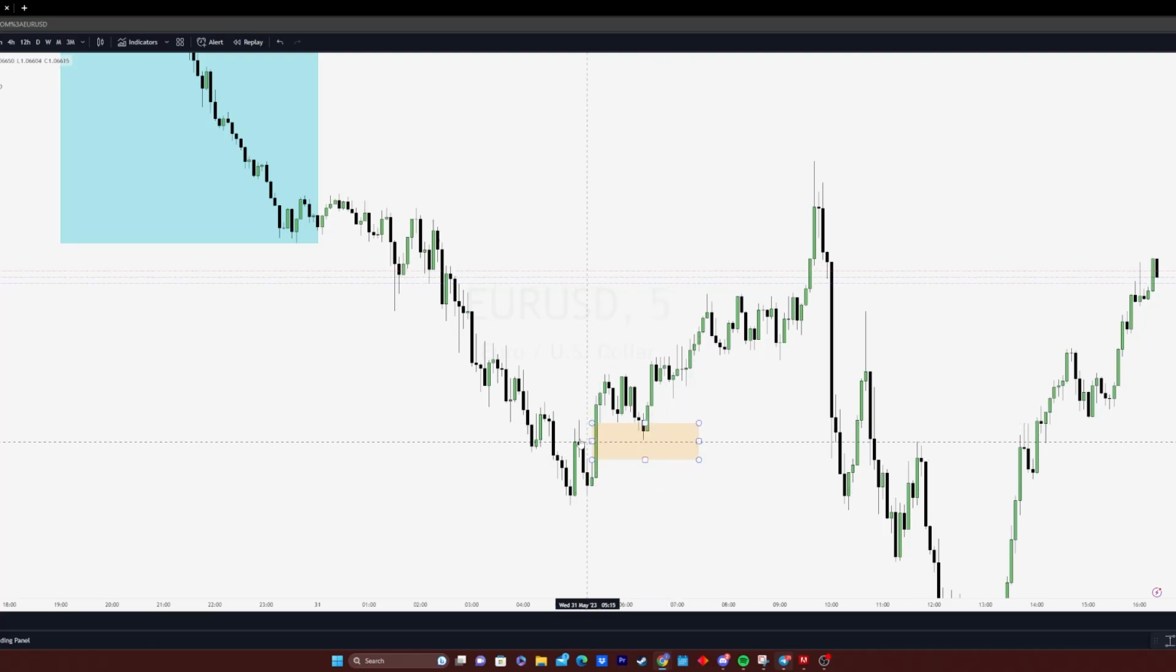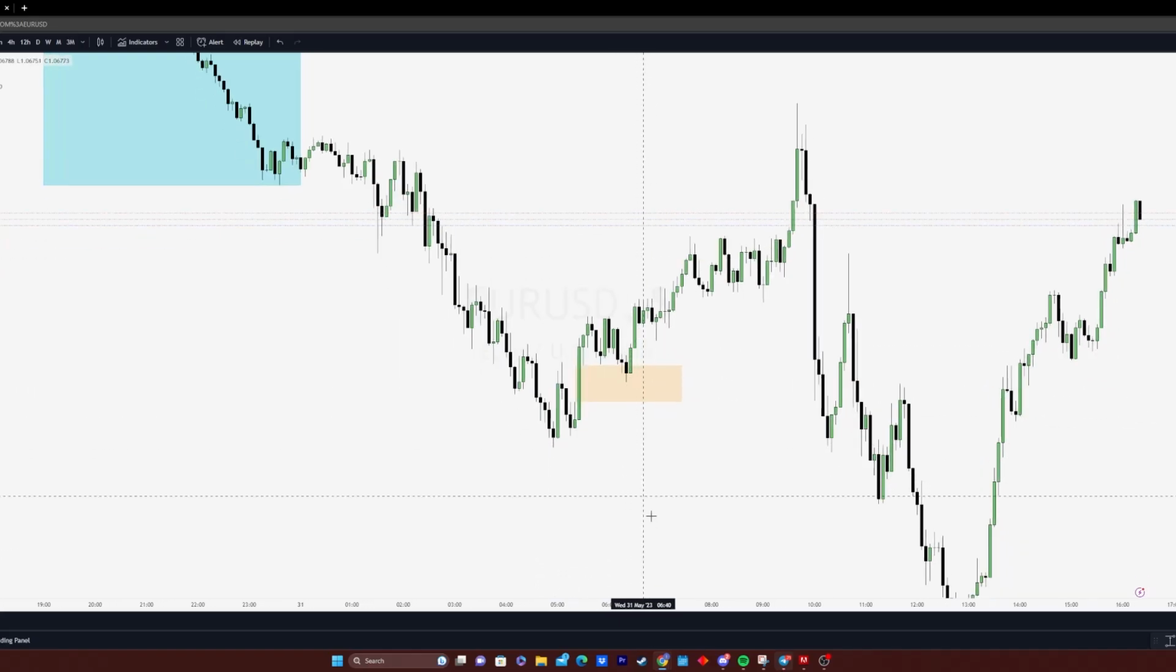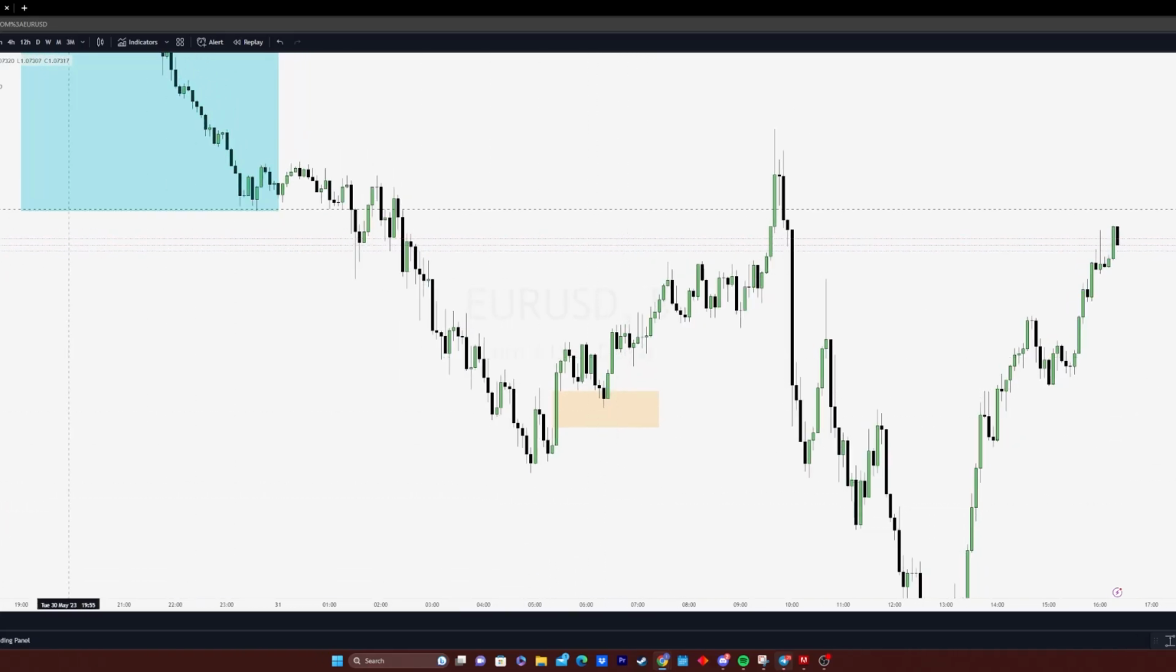Why? Because it could be a power of three. It could be accumulation, manipulation, and then distribution to continue lower. So this will be the low risk buy. Now, all you're waiting for is a breaker structure. And again, another entry. Entry here, as you can see, within this fair value gap here.